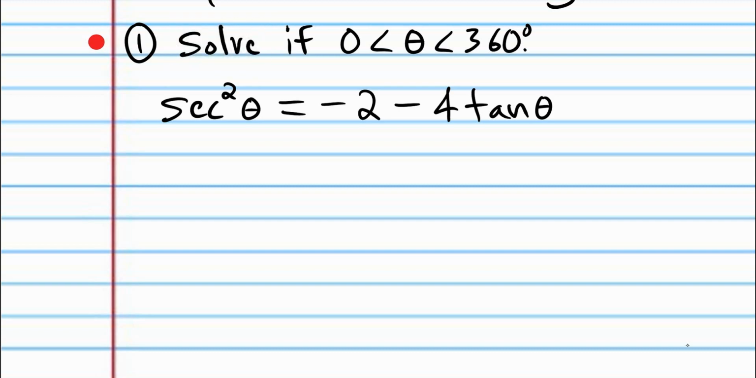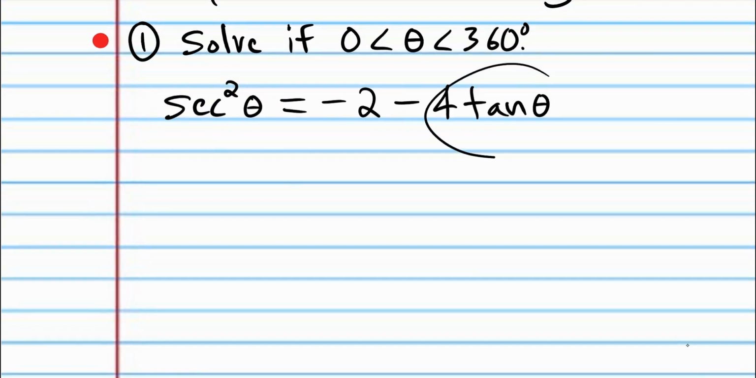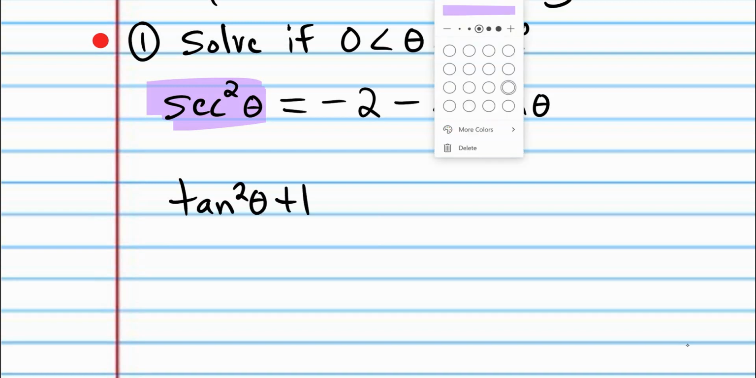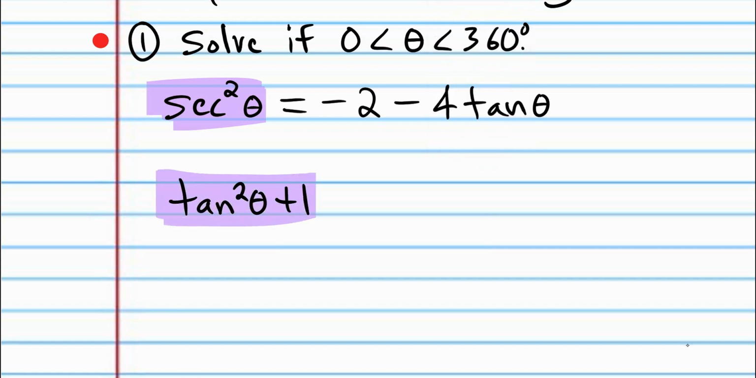So the first thing we need to do is to convert the secant squared expression into a tangent expression so that we have the same trigonometric function on both sides of the equation. So remember, secant squared theta is equal to, actually it's equal to tangent squared plus 1. So that was a Pythagorean identity.